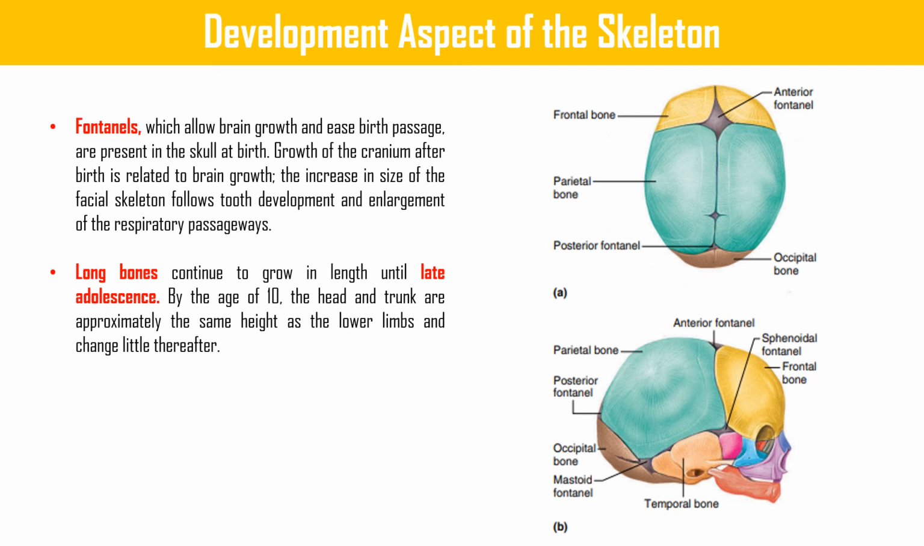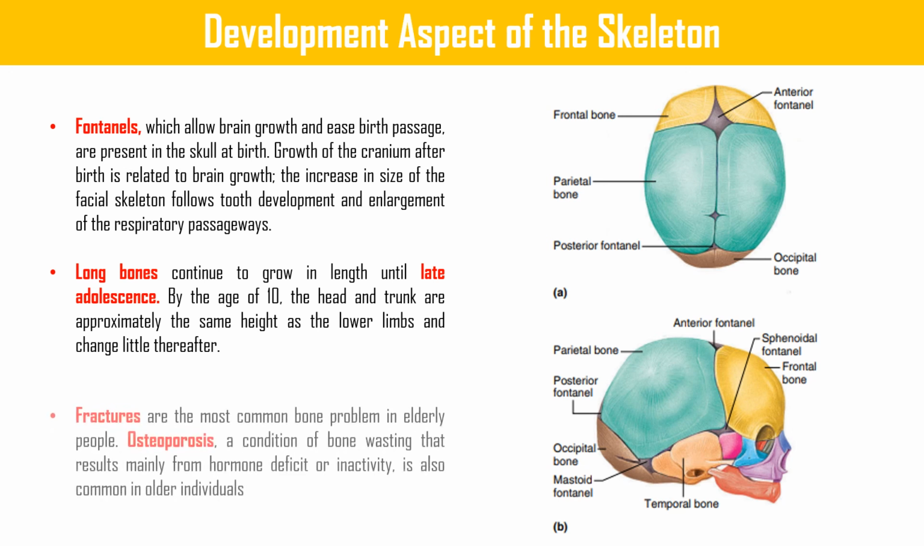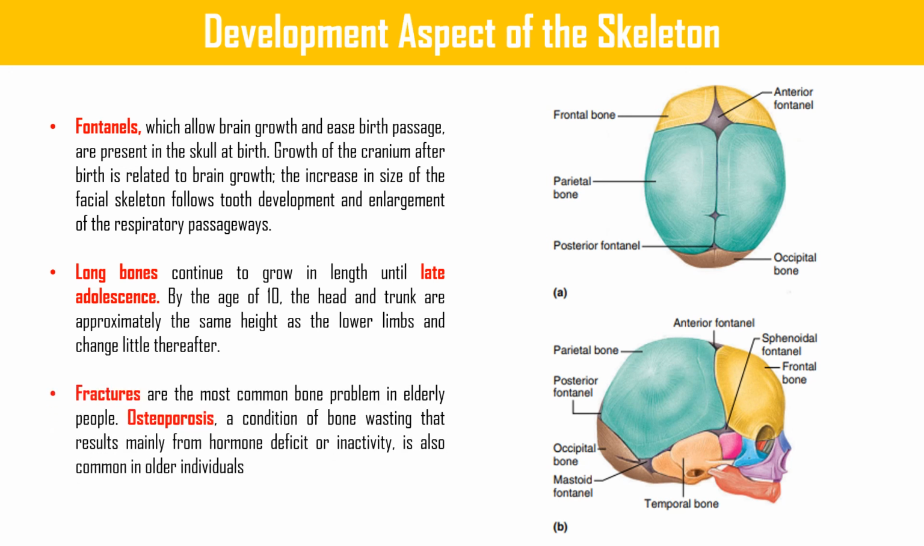Long bones continue to grow in length until late adolescence. By the age of 10, the head and trunk are approximately the same height as the lower limbs and change little thereafter. Fractures are the most common bone problem in elderly people. Osteoporosis, a condition of bone wasting that results mainly from hormone deficit or inactivity, is also common in older individuals.